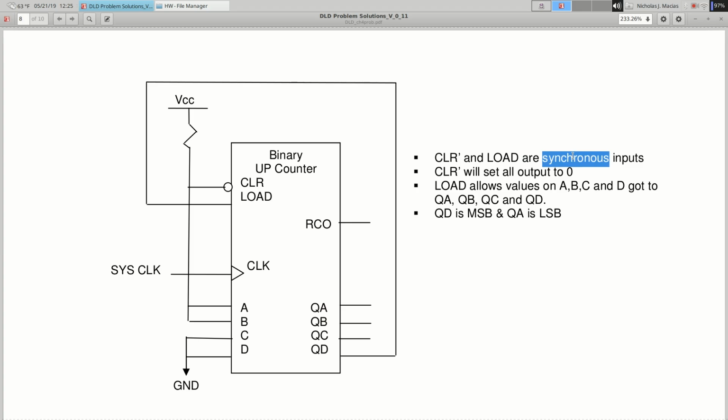Okay, now at this point, 0, 0, 0, 1, QD is a 1, goes all the way around, the load input is a 1. But it's not going to do anything yet because the clock's already ticked. So it's going to hang out here until the next time the clock ticks. But what's going to happen on the next clock tick?